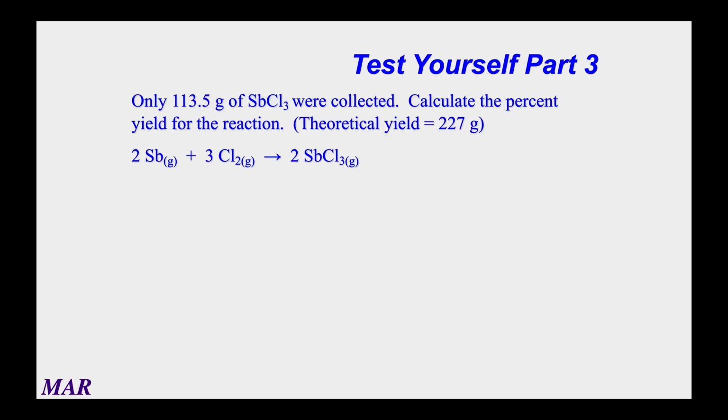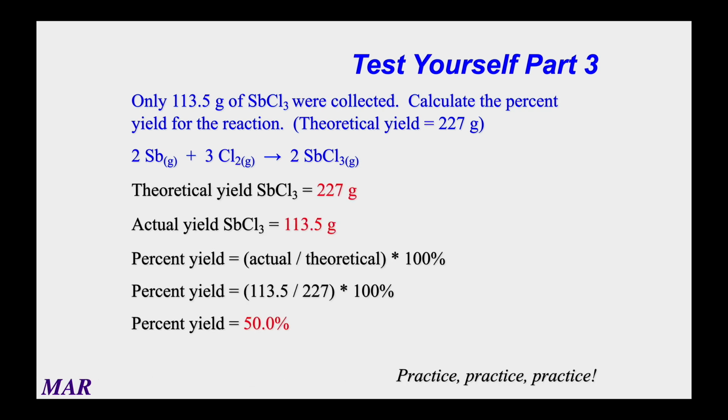Let's say we do that reaction and we collect 113.5 grams of SbCl3. And the question is, what's the percent yield for this reaction? And that's a really, really good question. Now, remembering that the theoretical yield that we calculated on the last slide was 227 grams, we can use these two pieces to find the percent yield. And percent yield, again, is actual yield divided by theoretical yield. So the 113.5 number we had to do the experiment to actually get. 227 was a number that we calculated.